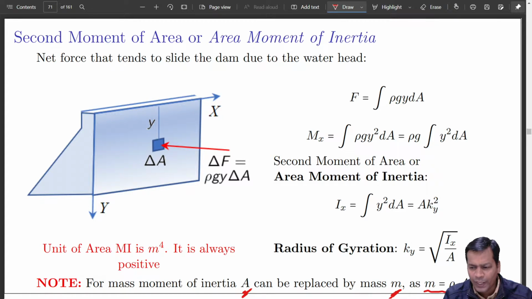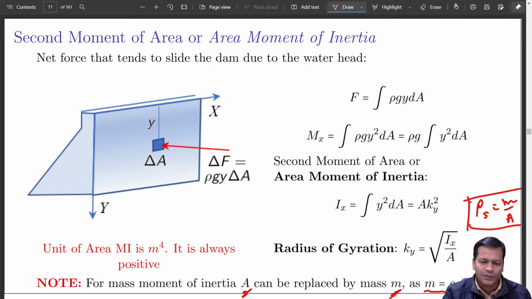What is rho s? Surface mass density. Surface mass density, rho s, is equal to mass per unit area of this laminar surface. So if it is a lamina, this can be applied. So radius of gyration is exactly the same value. So that is probably the reason it is also known as area moment of inertia.